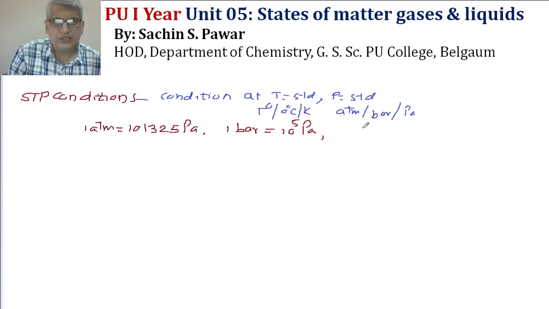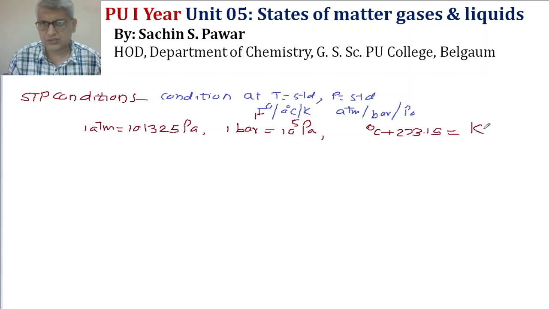You also know the conversion factor. Fahrenheit is not often used. Degree Celsius can be converted into Kelvin by just adding 273.15 to that. You will get so many kelvins. So, these conversion factors need to be remembered.